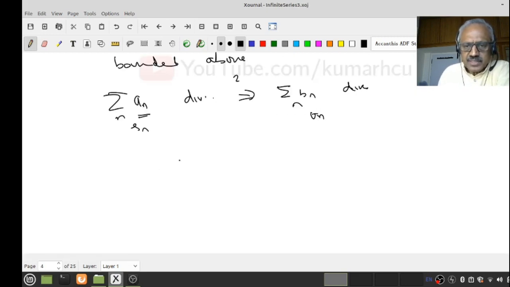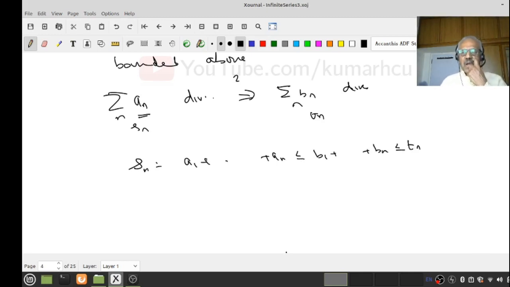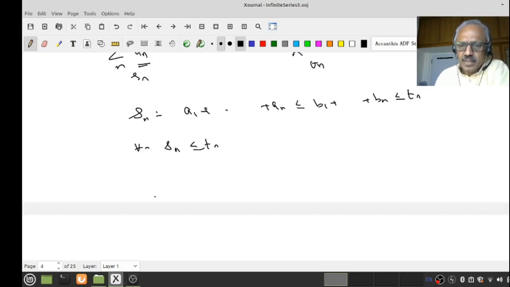Then by the relation, what do we know? Sn equals a1 plus up to an, which is less than or equal to b1 to bn, which is less than or equal to Tn. Is that clear? Therefore, for all n, I have Sn less than or equal to Tn. All these things we have seen. Now suppose this is convergent. We will arrive at a contradiction.